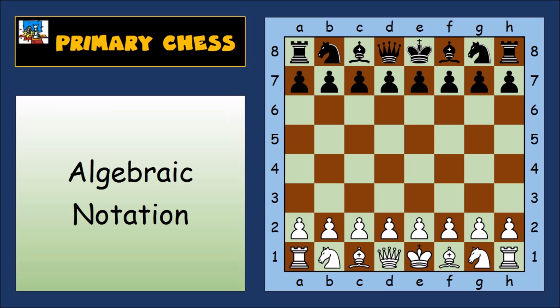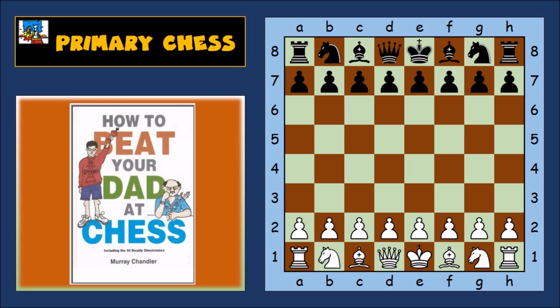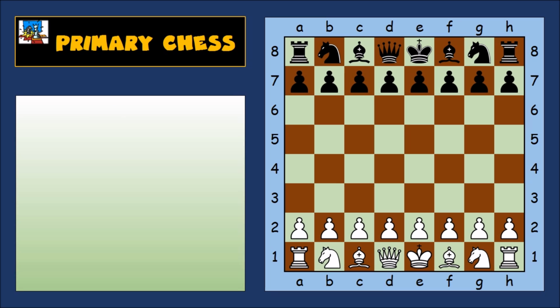When you've learnt this simple chess language, you can read chess books, like this one. Fortunately, we don't have this book in our house. Let's watch some moves from a chess game. You'll see how to write each move down appear in the top left of the screen. After a few moves, I'll start to explain what's going on.